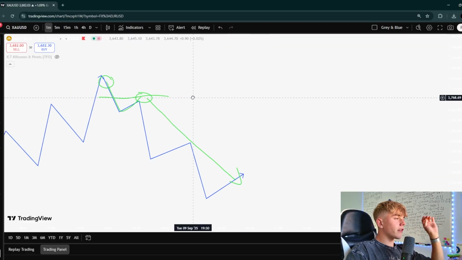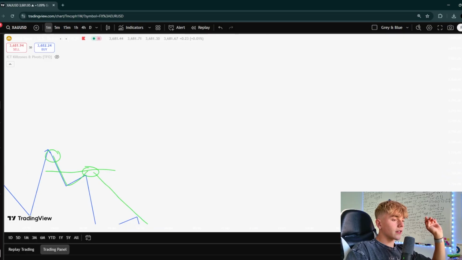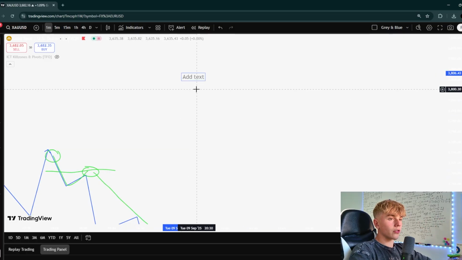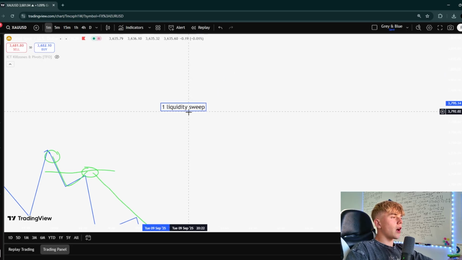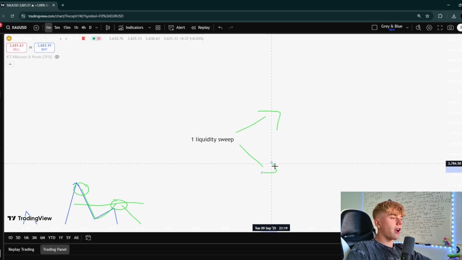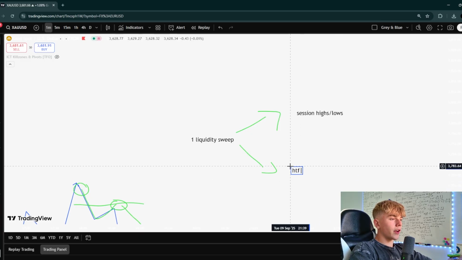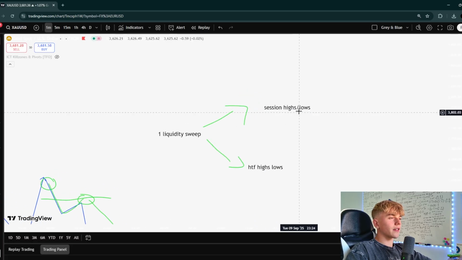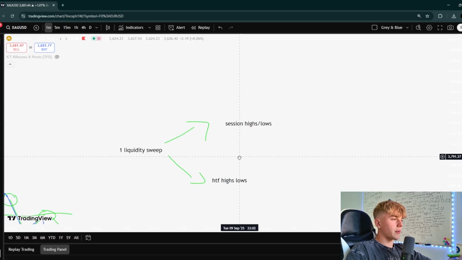So the very first thing I like to look for when trading reversals is I need to see a liquidity sweep. Now, a liquidity sweep can be, in my experience, two major areas of liquidity. We want to see session highs or lows being taken out, or we need to see higher time frame highs or lows being taken out. So there are two things: session highs and lows, and higher time frame highs and lows.